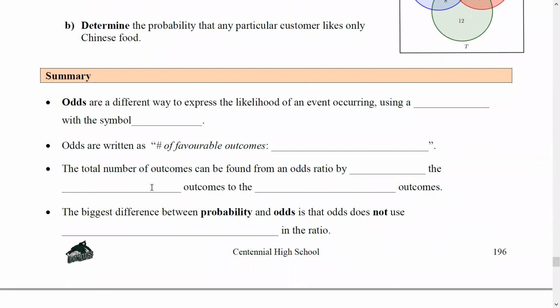Here's your summary. Odds are a different way to express the likelihood of an event occurring using a ratio with our colon symbol here. Odds are written as the number of favorable outcomes to not favorable, or you could say for to against. The total number of outcomes can be found from an odds ratio. This is really important right here, by adding the favorable and the not favorable.